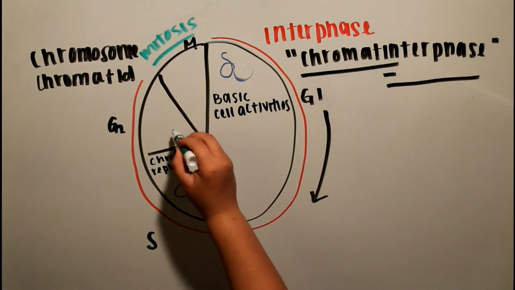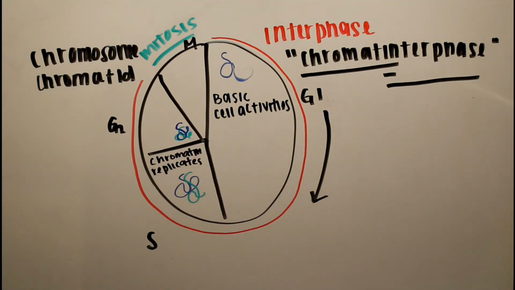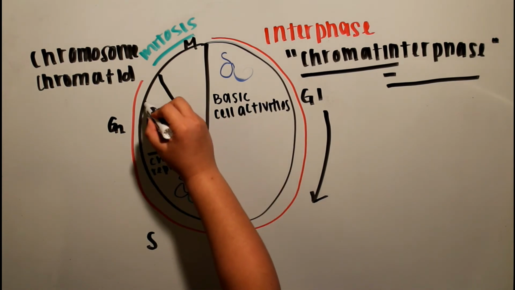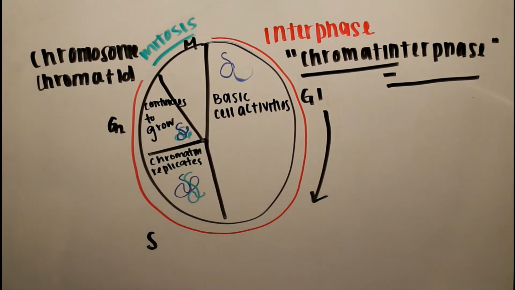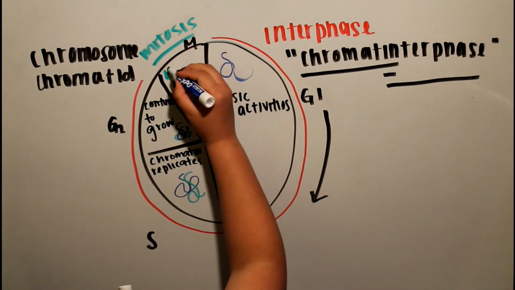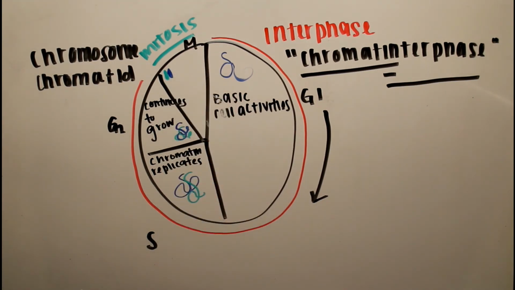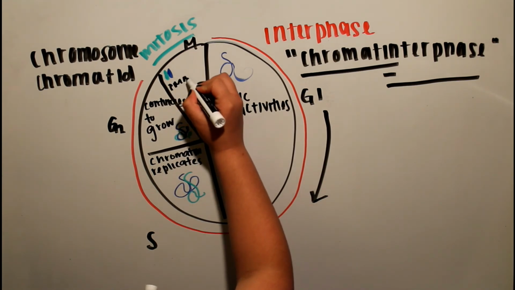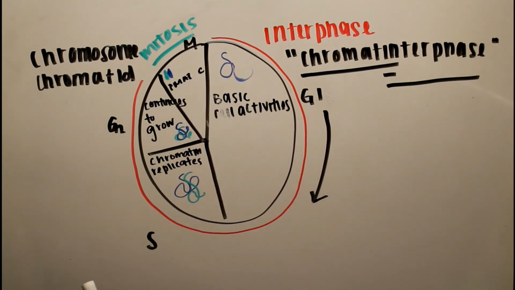In G2, we still have the two identical strands of chromatin, yet the cell continues to grow and do basic functions. In this phase, the cell is prepping for mitosis, because mitosis takes a lot of energy. In mitosis, the cell goes through nuclear division through PMAT, also known as prophase, metaphase, anaphase, and telophase.